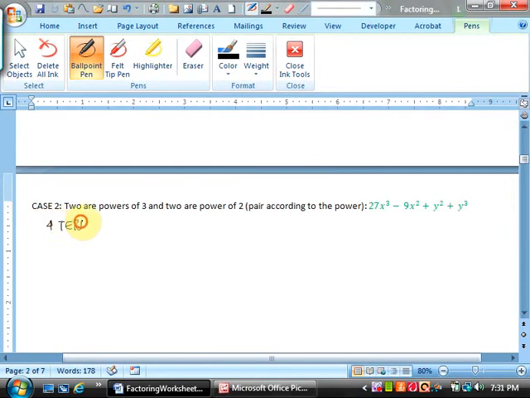4 terms is always solved by pairing, okay? So you're going to create pairs. So the pairs, which two would you put together? Well, it appears that it's natural to consider the powers of 3 together and the powers of 2 together. So 27x cubed plus y cubed. And now we continue rewriting minus 9x squared plus the y squared. So here we just rewrote, and now we have the pairs.